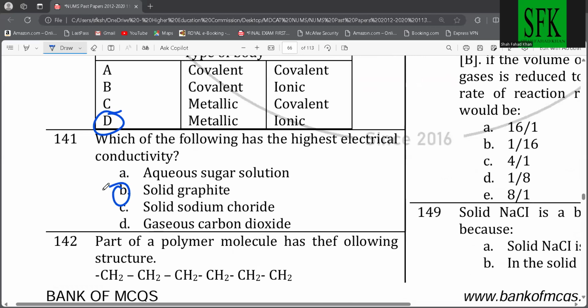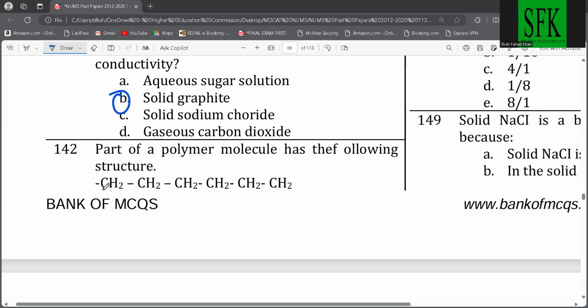So again, graphite. Then part of a polymer has the following structure. Okay, shown right over here. CH2 is being repeated again and again. We can simply take out one, and that's going to be our monomer. CH2 double bonded with the CH2.